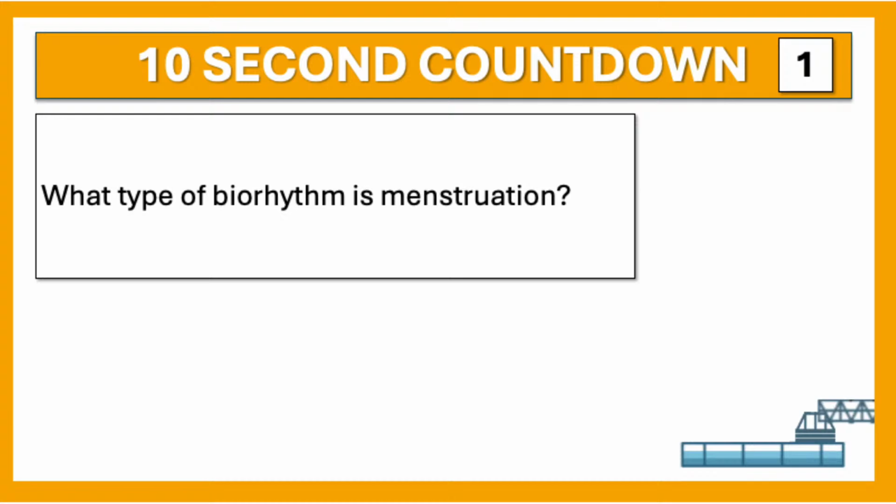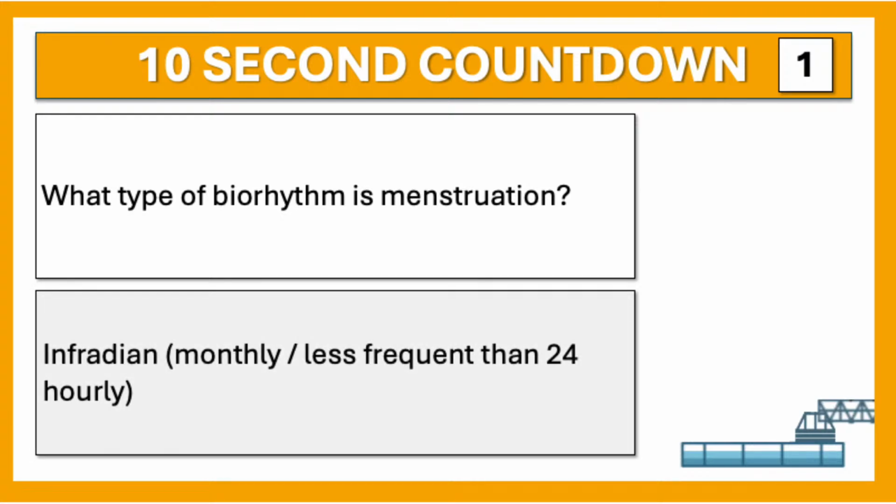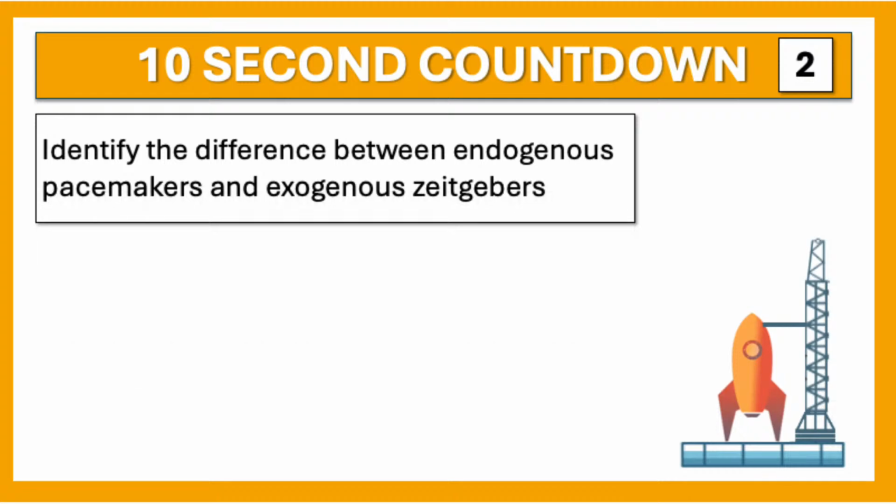Okay, and the correct answer is, who's got the first correct answer to it? Okay, it's just disappeared up there. It was Yolanda, I think, was the first answer? Sorry if it was somebody else. Johanna. It is monthly, or certainly less often than 24 hourly, which would be circadian. So well done. So let's have a look at the next one.